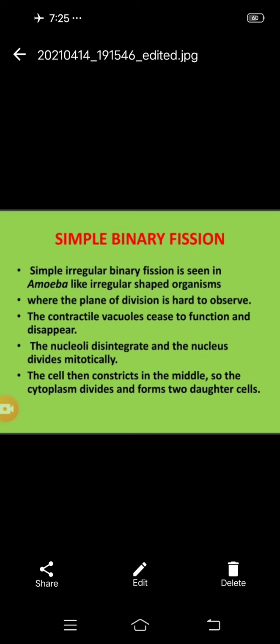And then suddenly the nucleus divides mitotically. It divides into two by mitosis cell division. Then the cell constricts at the middle. So the cytoplasm divides and forms two daughter cells.